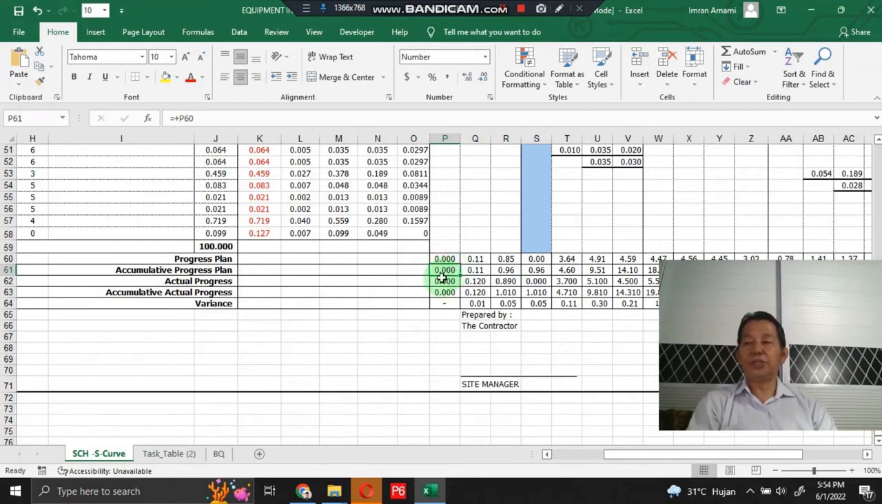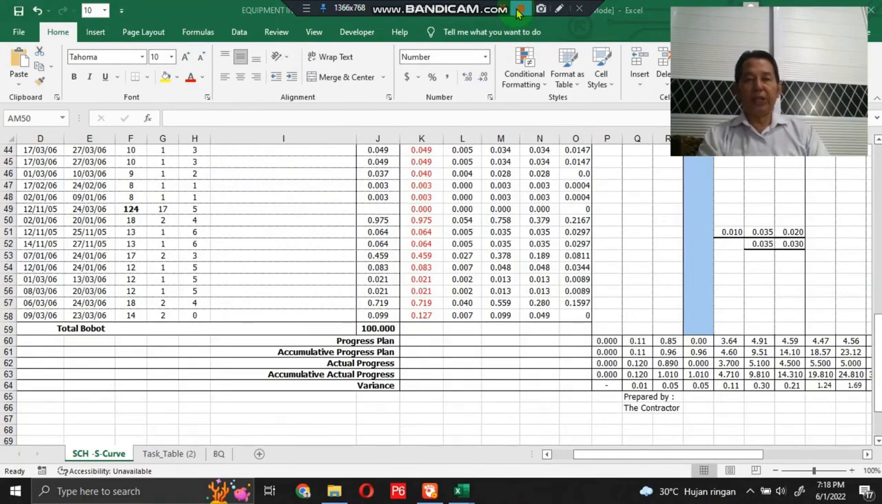To find out the shape of the actual progress, we should fill the actual progress section also. Coincidentally, I input the data in the section based on the actual progress when I ran this project. Then we made the accumulative actual progress. Then we made the variance section to find out the variance between the progress plan and actual progress at the same time, to know the shape of each curve.